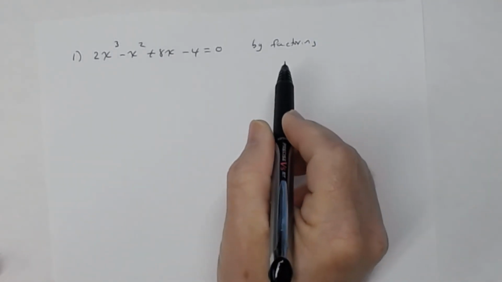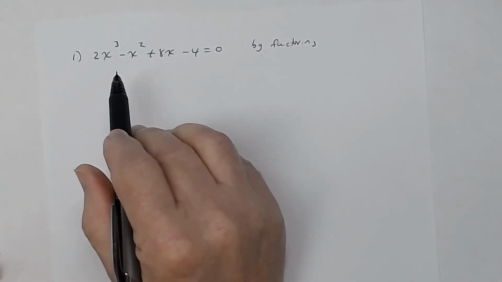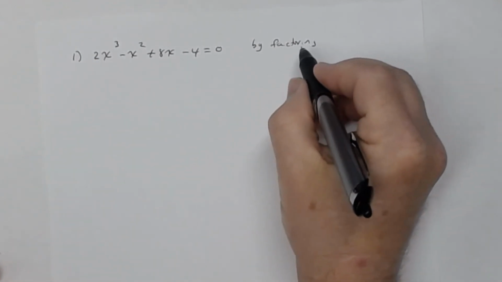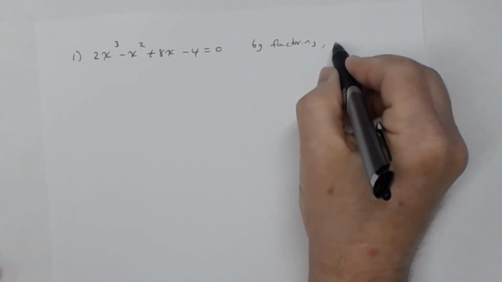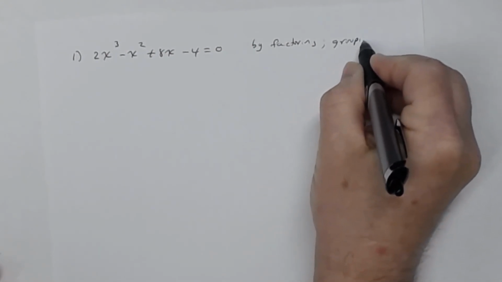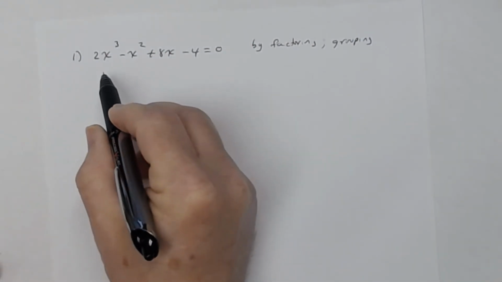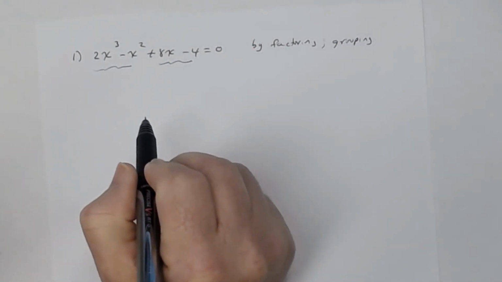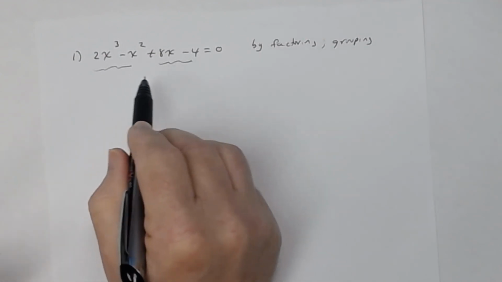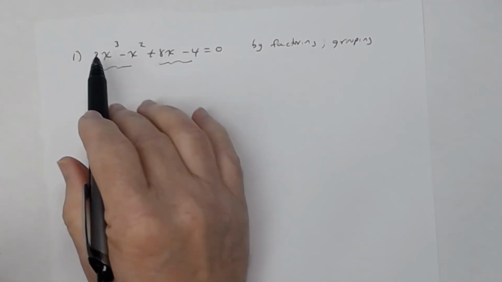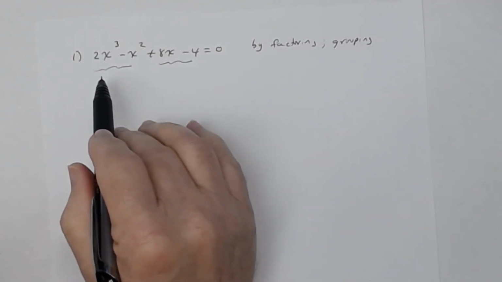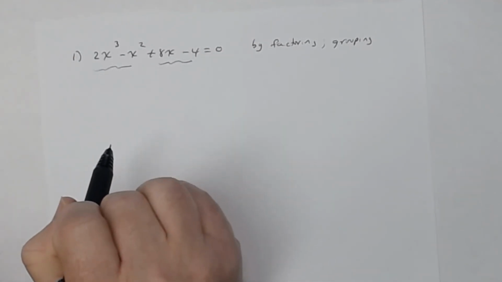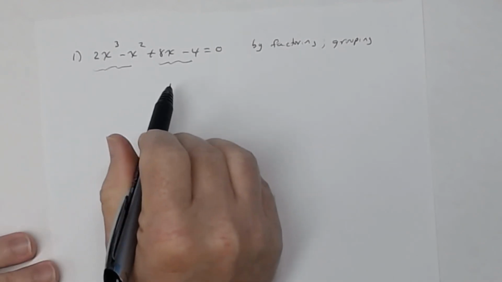Now, when solving this by factoring, notice there are 4 terms. So you're going to try and group. So we're going to, by factoring, in particular, grouping. So we're going to try and group the first 2, and we're going to group the second 2. That's normally what's going to happen. Sometimes you're going to have to rearrange terms, but for us in this case, since it's in descending order, chances are you're going to group the first 2 and then group the last 2.